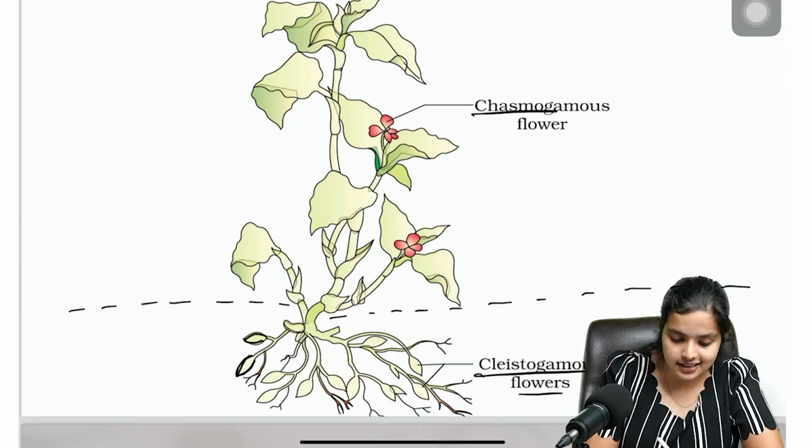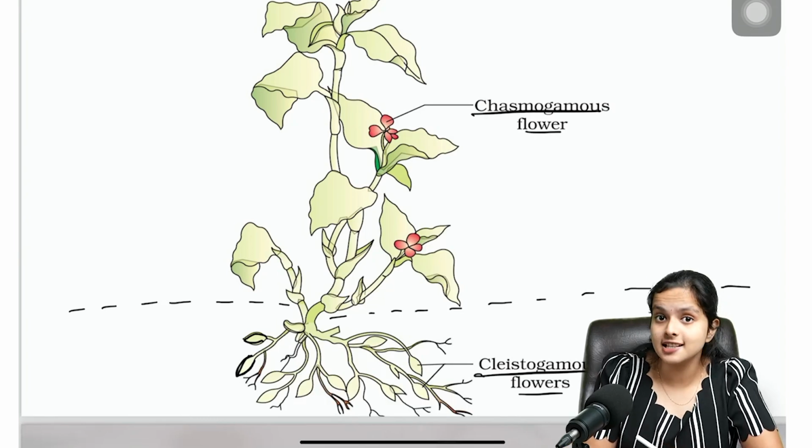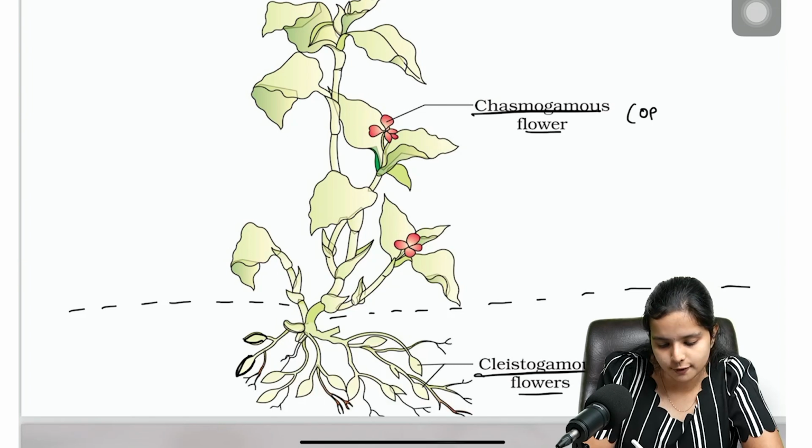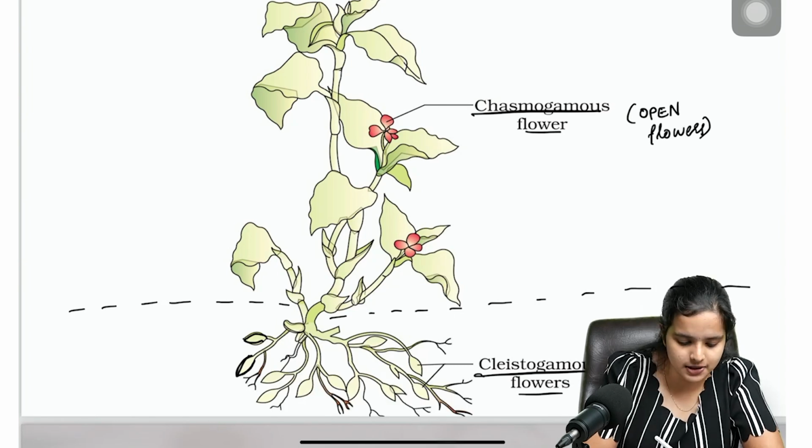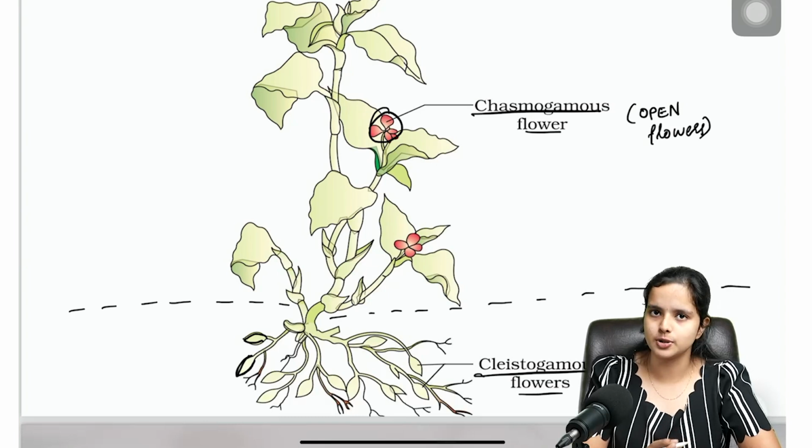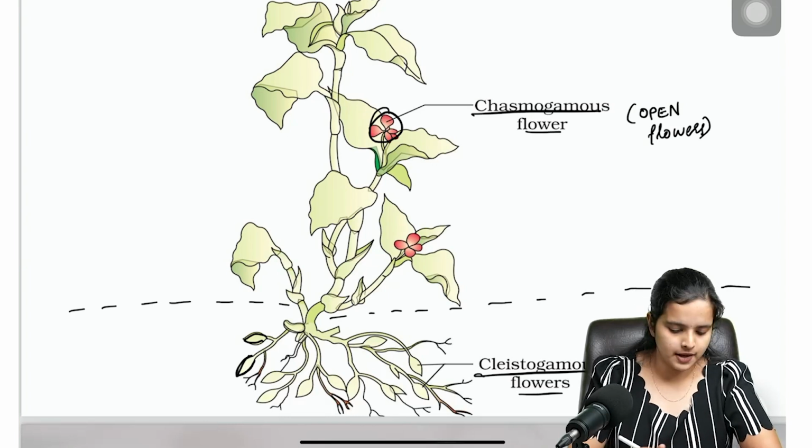And you can also see the chasmogamous flowers over here. The chasmogamous flowers are otherwise known as open flowers. You can see over here the flower is completely open, and it is susceptible to the pollen grains of other plants as well.